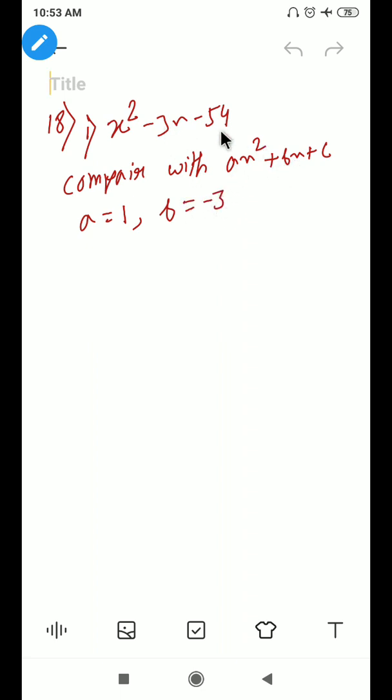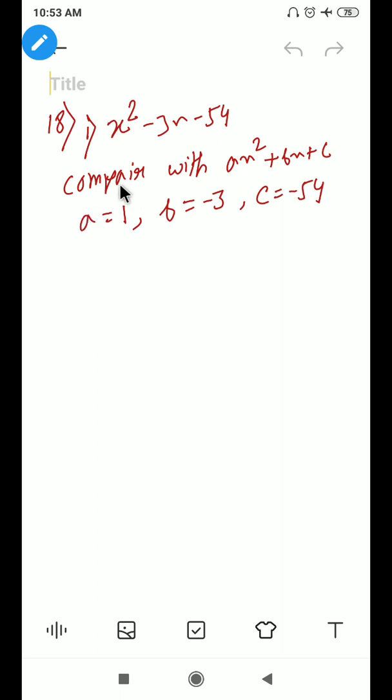How do you know that? So compare with the general equation of second degree, that means ax square plus bx plus c. So a is equal to the coefficient of x square, which is here 1. The coefficient of x is here minus 3, so b will be minus 3. And the constant term, that means c, will be minus 54.